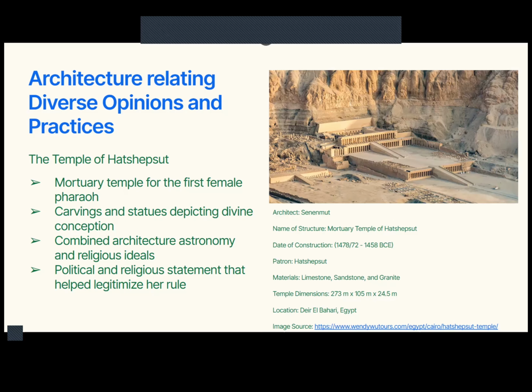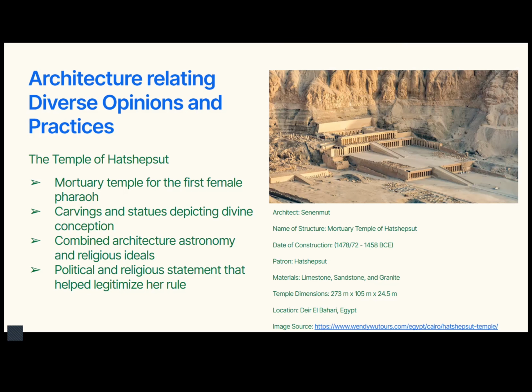My name is Sean Klinger, and today we are going to be studying the history of the architecture that helps us recognize the diverse opinions and practices, including but not limited to economic, political, cultural, gender, and religious opinions, and to consider different points of view in our academic, professional, and personal pursuits outside of this class today. And so we are going to be talking about the Temple of Hatshepsut.